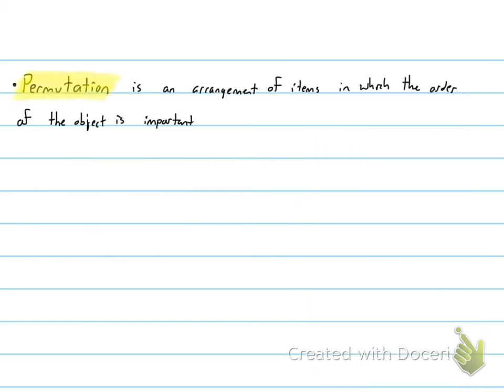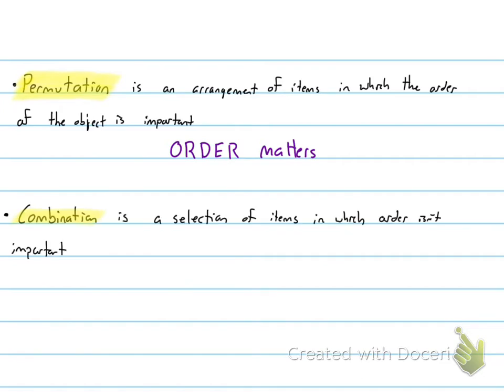And that's a permutation versus a combination. A permutation is an arrangement of items in which the order of the objects is important. So you want to think about this: for a permutation, order matters. On the other hand, a combination is a selection of items in which the order isn't important. So for a combination, order doesn't matter. I would definitely highlight that and know that order matters for a permutation, and doesn't matter for a combination.